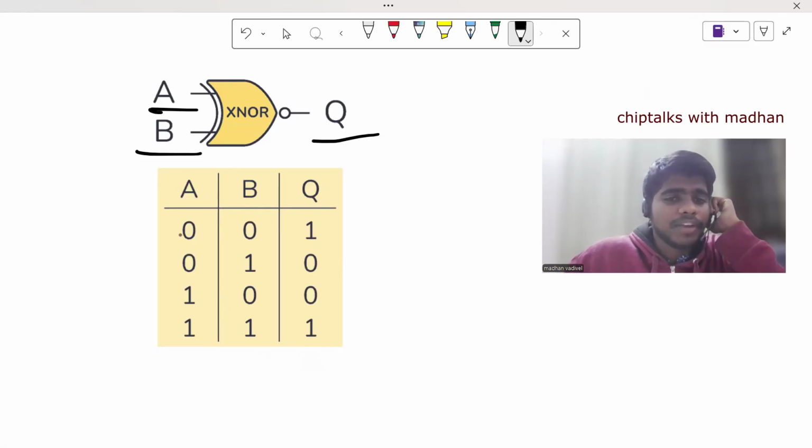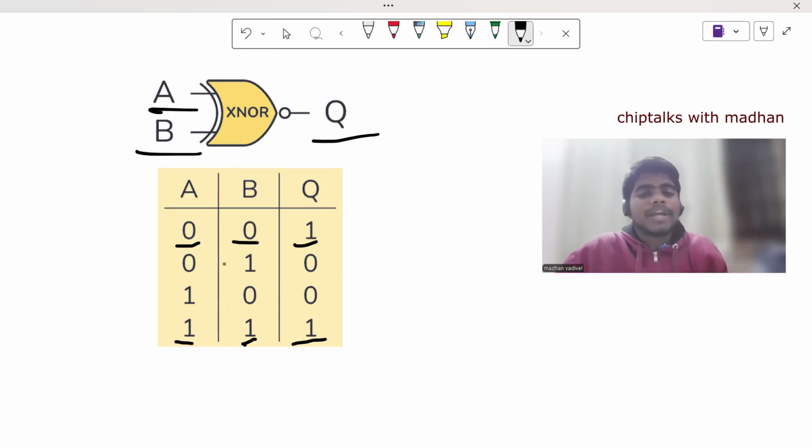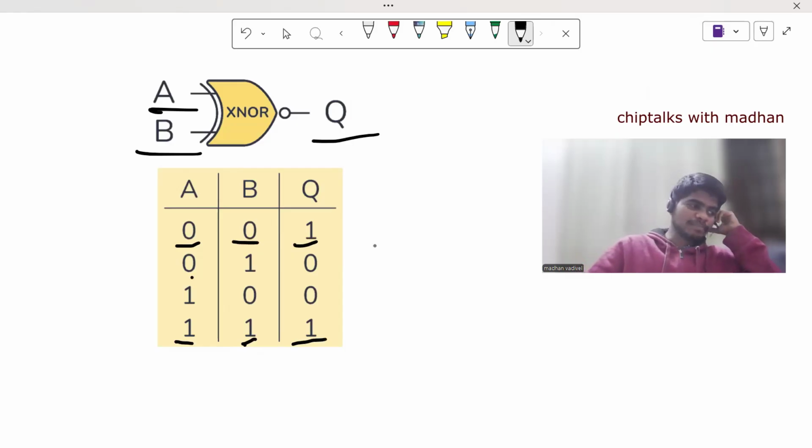As I previously said, whenever the input is in the same state, like 0, 0, we will get the output as 1. A is 1, B is 1, and the output Q is 1. Rather than that, we will get the output as low state: 0, 1 means 0, 1, 0 means 0. So whenever the input is the same, we will get the output as high state. Whenever the input is different, we will get the output as low state.